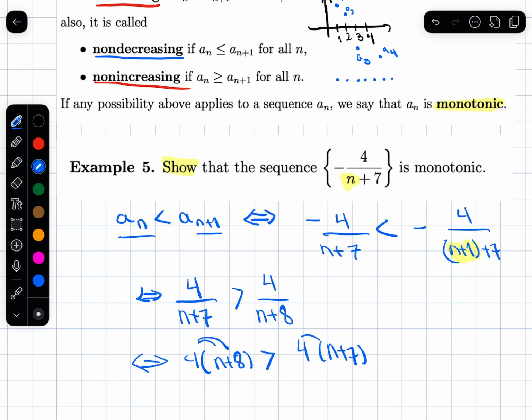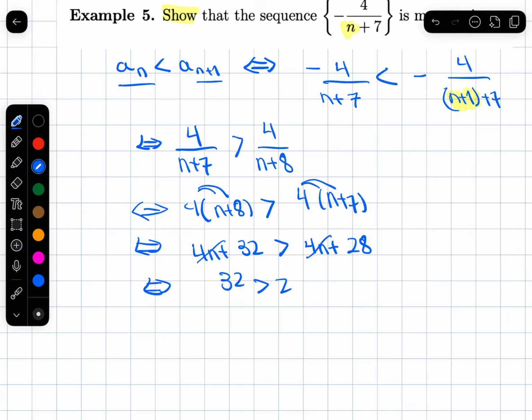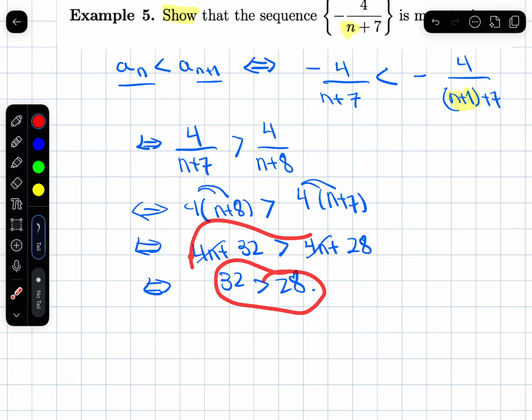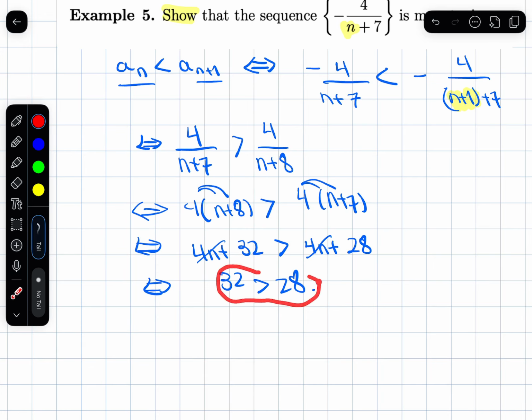I get to cross multiply or use the distributive property here actually, sorry about that, for n plus, and then 4 times 8 is 32, greater than 4n plus 4 times 7 is 28. Subtract 4n on both sides, 32 greater than 28. Is that true? Yes, it is. I know 32 is greater than 28, and since this is equivalent to this, which is equivalent to this, which is equivalent to this, this means that this can only be true if this is also true, right?